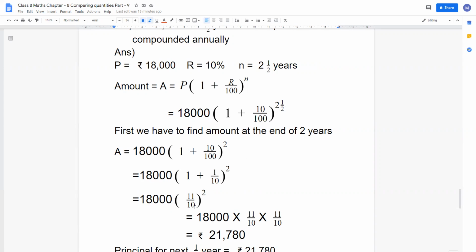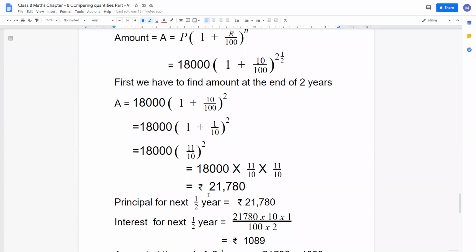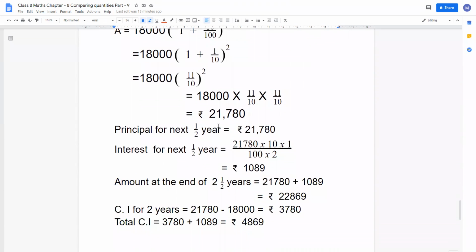So 18,000 into 11 upon 10 the whole square. So 18,000 we have to multiply by 11 upon 10 into 11 upon 10. And here very easy, 2 zeros can be cut. The remaining numbers multiplying, you will get 21,780. So 21,780 rupees will be the amount at the end of 2 years.